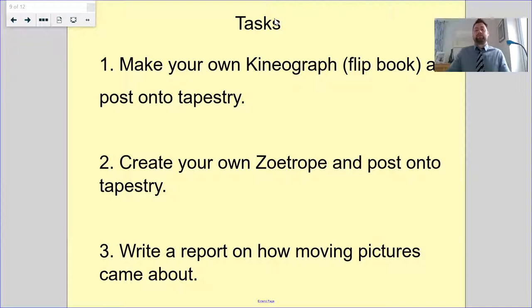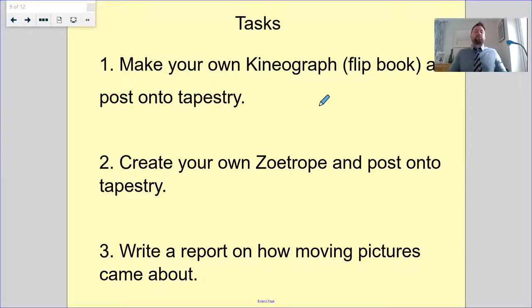Now, your tasks for today. You are going to do the following. Number one, you can make your own kinograph or a flip book and post it onto Tapestry, and it can be anything you like. And I'm going to give some examples in a minute of what you could do. And then for number two, if you want a little bit more of a challenge, you can create your own zoetrope. And again, I'm not going to be able to make one fully, but I am going to give you the materials that you may need to do it.